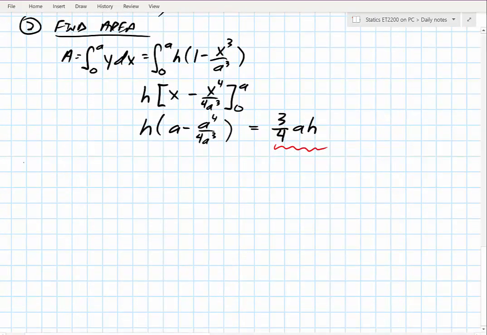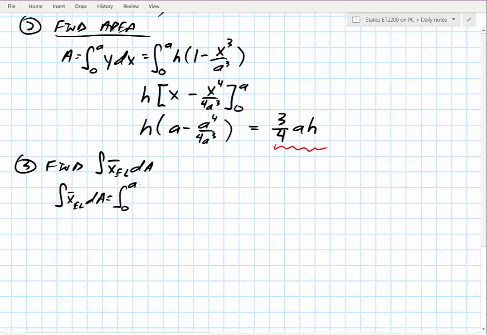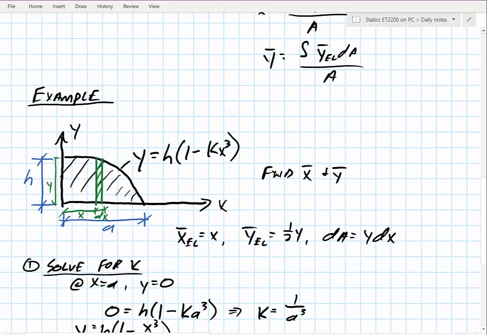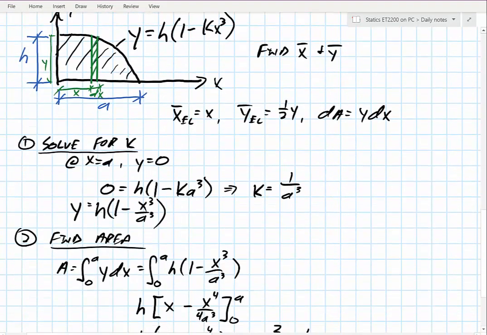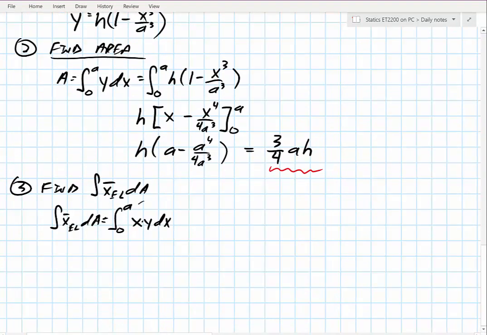And then the third step, we said let's find the integral of this x bar of the element dA. And we can do that with some more of this substitution, because we said that's equal to the integral from 0 to a of x bar of the element, which is just x, dA, which is equal to y dx. This is following along almost exactly with what we did up here, where I'm saying from 0 to x, x, y dx. The only difference is I have an a in here because that's what we're given for a variable in the x direction for the limit.